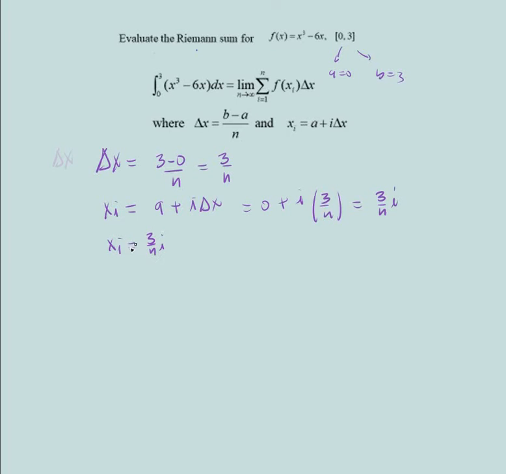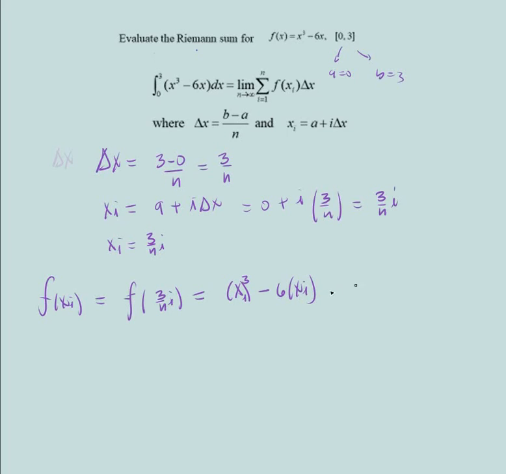Okay, good. Now, if we're going to use this expression, this is f of xi. How do we find f of xi? Well, basically what we're going to do here is evaluate the function at 3i over n. Look at the function. The function is x cubed minus 6x. But this is not just x, it's actually xi cubed minus 6 times xi.